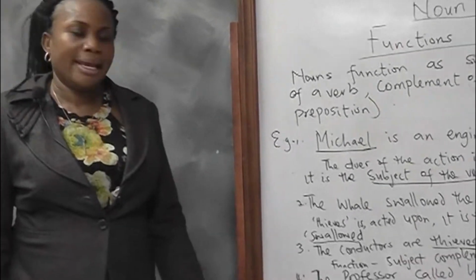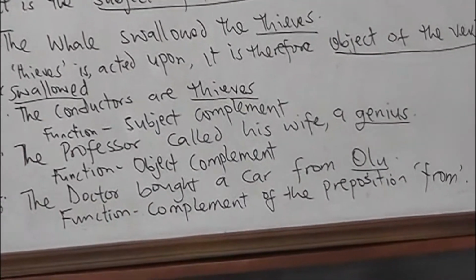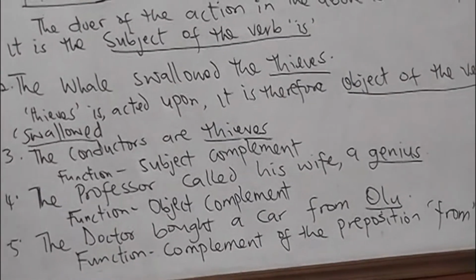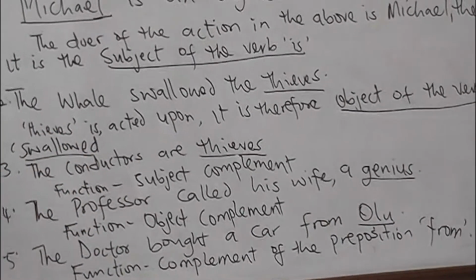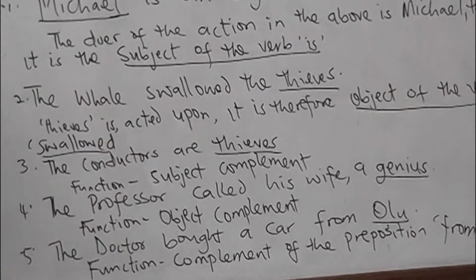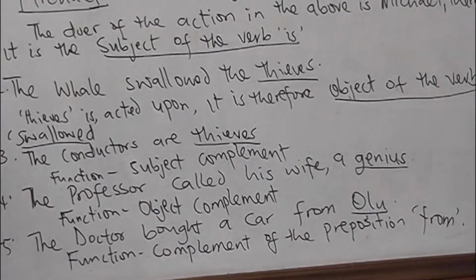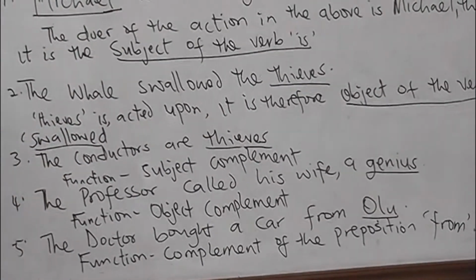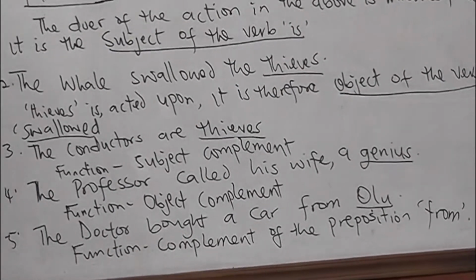Then the last one is the preposition, the complement of the preposition. The doctor bought a car from Olu. We have the doctor perform a particular action. He did something. He bought something, a car. So where did he get it from? From Olu. Olu is now underlined. She now asks you to tell us the function Olu is performing here. The moment you say that the word preceding that noun is a preposition, do not write anything else. It's the complement of the preposition. Now write out the preposition.